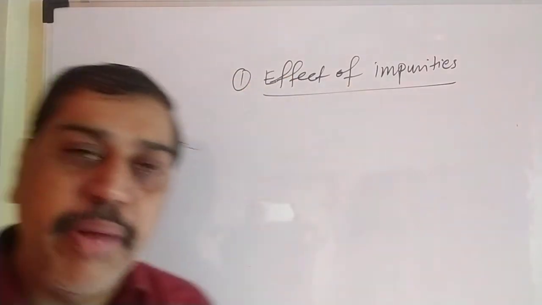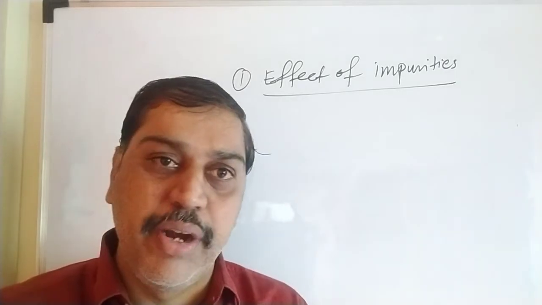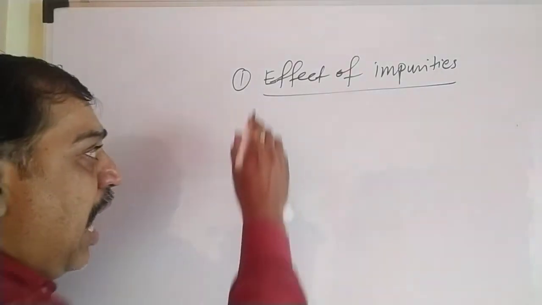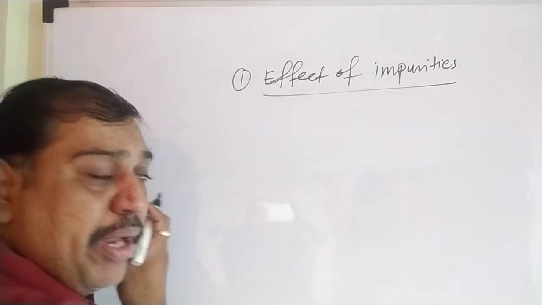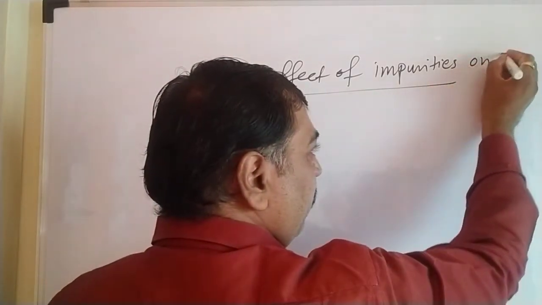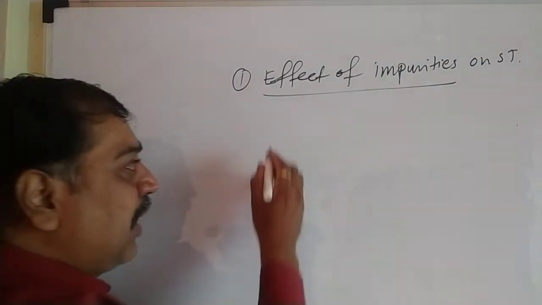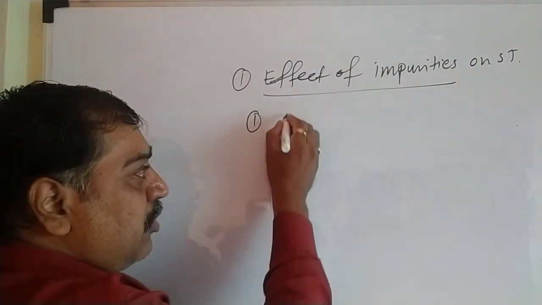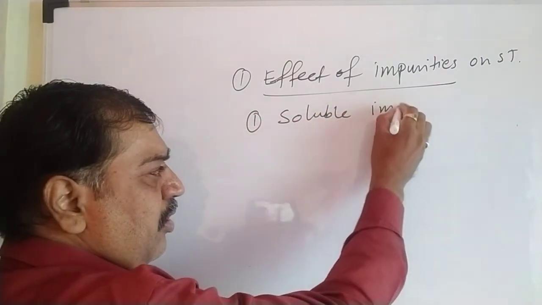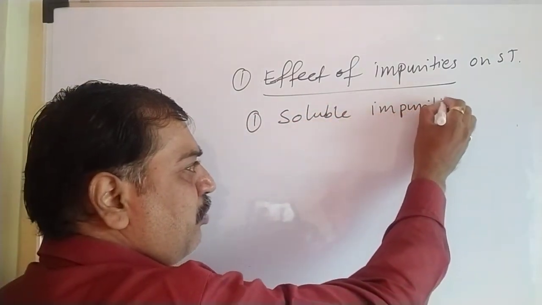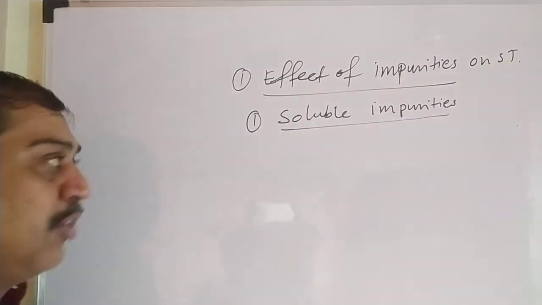Now there are two types of impurities. Three, there are not two. There are three types of impurities roughly we can say. So how do impurities affect the surface tension? Effect of impurities on surface tension. Now there are three types of impurities. First, soluble impurities. Soluble impurities means what? When we add those impurities, they get dissolved completely in that liquid.